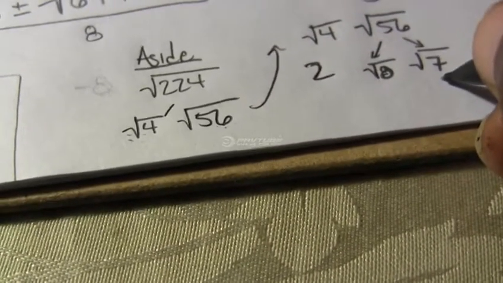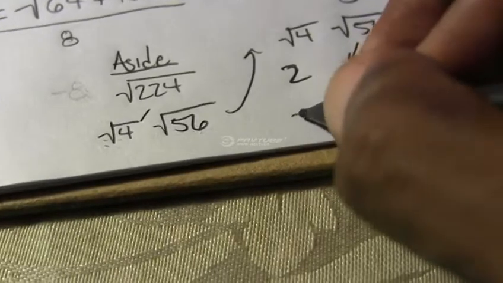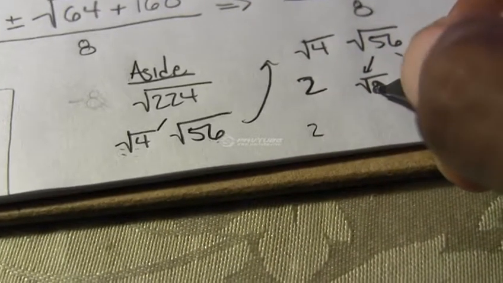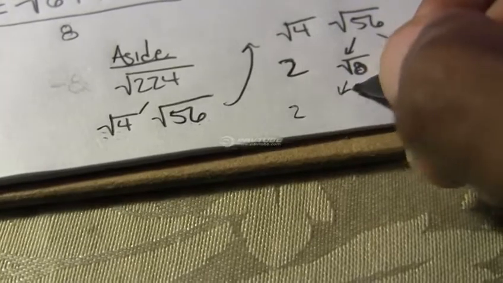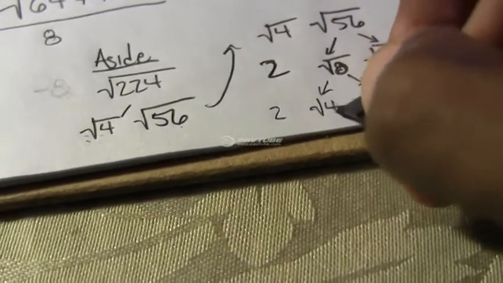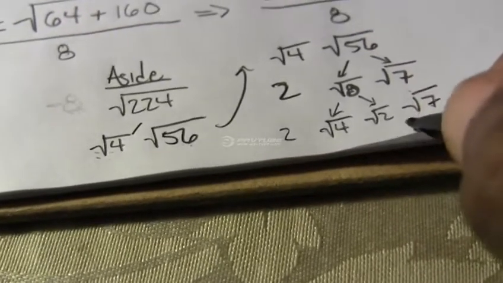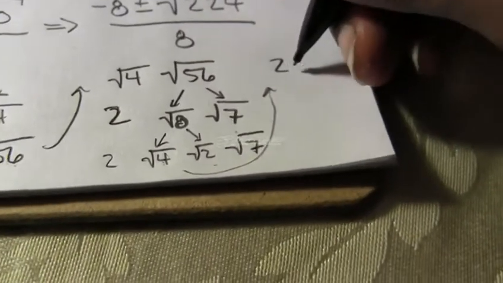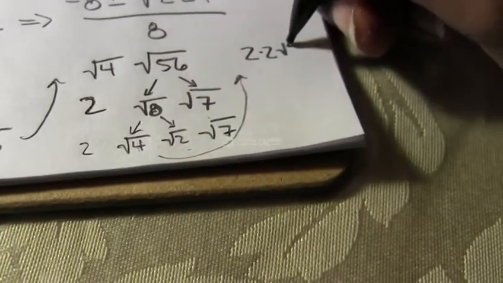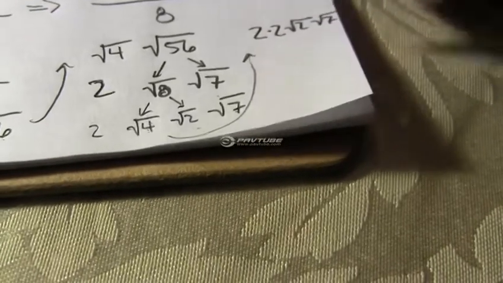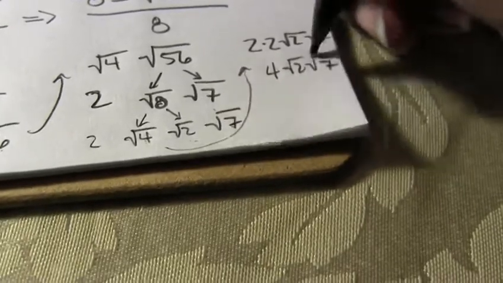Okay, now 7 we know is prime. It doesn't have anything. So we've got 2, but square root of 8 can be broken down into square root of 4 and square root of 2, right? Square root of 4, square root of 2, square root of 7. So now we know 7 is prime, we know 2 is prime, and the square root of 4 is 2. So now we've got 2 times 2, right? Now it's getting a little crowded. But over here, we've got 2 times 2 times root 2 times root 7. So it's just 4 root 2 root 7.